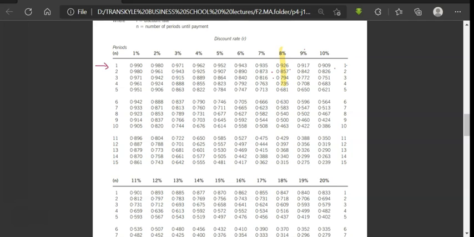All right, so that's the discount factor. The discount rate and the factors are inside. So for year 1 we have 0.926, year 2 0.857, year 3 0.794, year 4 0.735. So we are using that information.